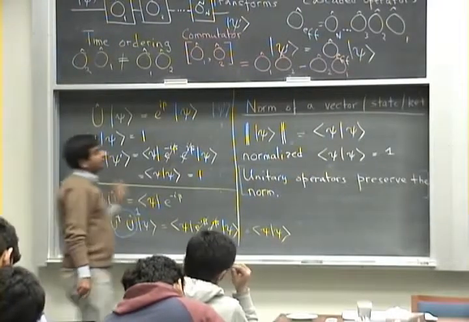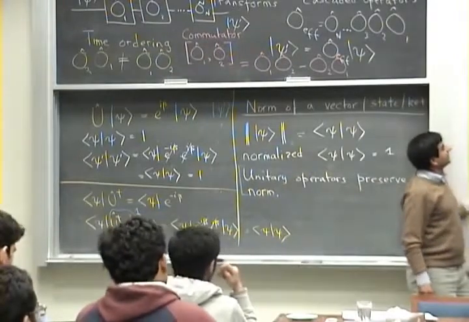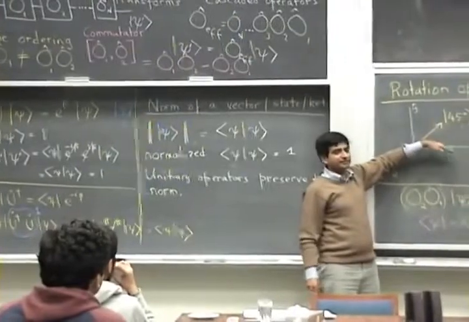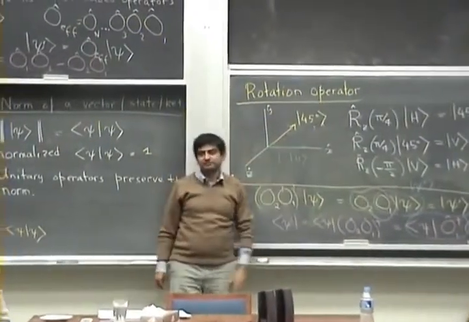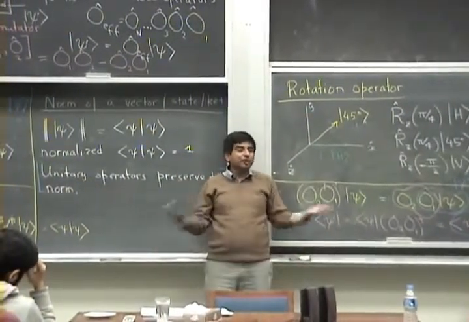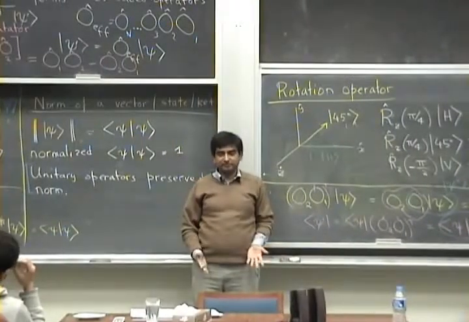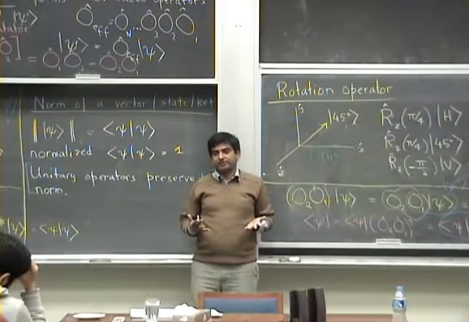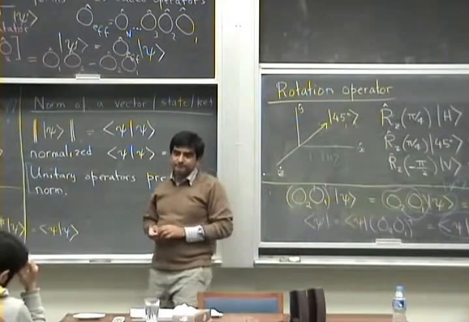And can you see for yourself that the rotation operator does nothing to the length of the vector. It just rotates it. It just rotates the vector. So the length of the vector remains unchanged, or the norm of the vector remains unchanged. Only its orientation changes. So the rotation operator is indeed a unitary operator. Okay, any questions?